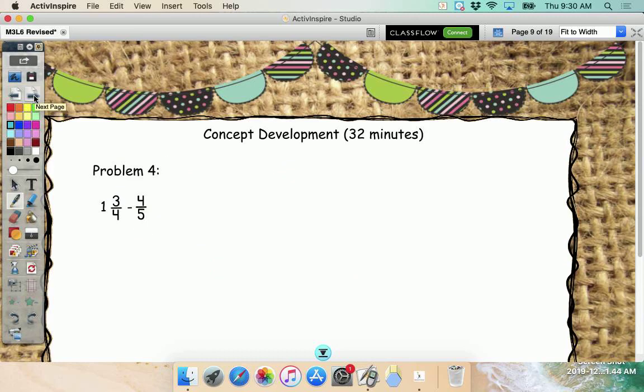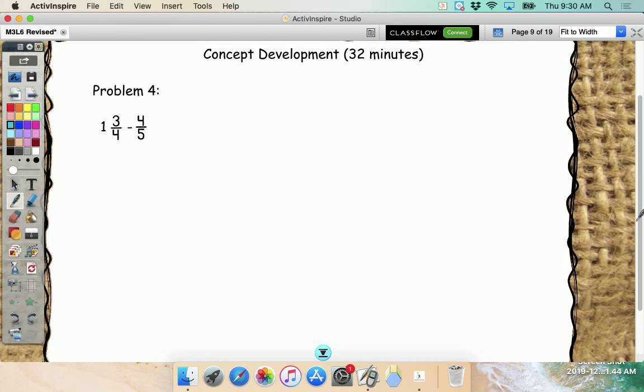Okay, let's do this one. This one will be a little more fun to use the strategy on. So 1 times 4, what is it? 4. Plus 3. So 4 plus 3 is 7. What's my denominator? 4. You guys aren't looking up here, are you? I didn't think you needed to.